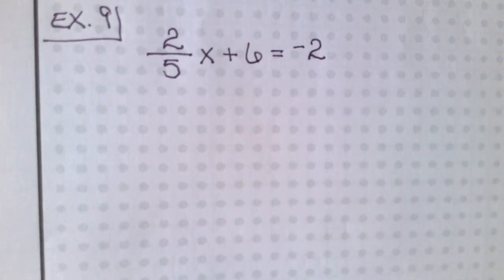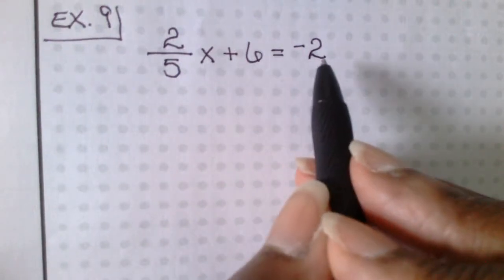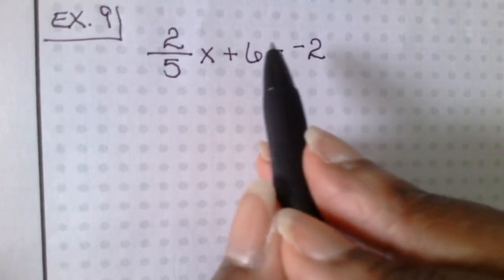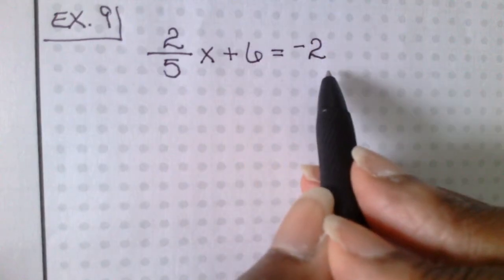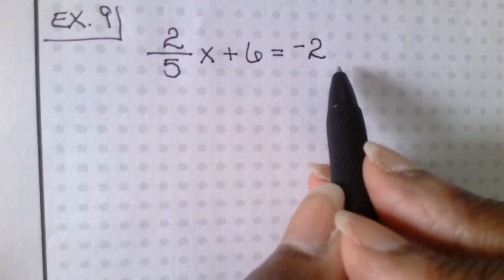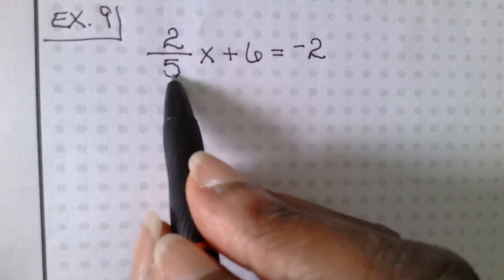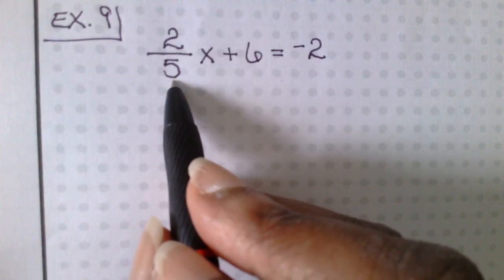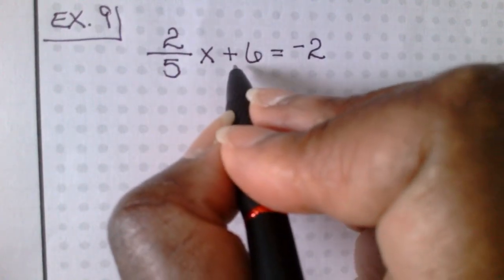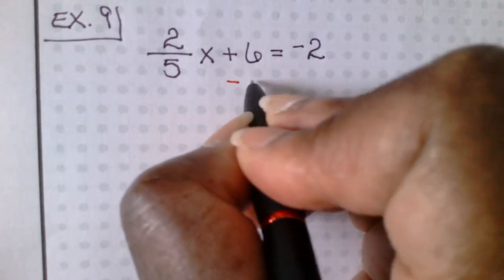So first thing we want to get rid of is this positive 6. Let's move it over to the other side. When you go to the other side, there's no exponents. So when you're going to the other side, don't let the fractions freak you out. We're going to do the opposite of plus 6, which is minus 6.